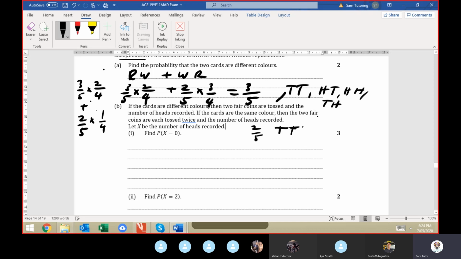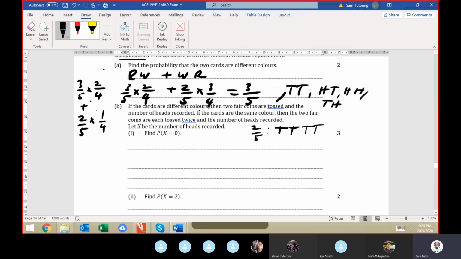If the cards are the same color, then the 2 fair coins are each tossed twice. So that means each coin will have 2 outcomes. Sorry, it's tossed twice, so two outcomes. That's your first coin. So altogether there are 4 outcomes for this second case if they're the same color. Do you guys get that, or did I lose you while I was thinking? I lost you there? All right, well, let's just look at it again.